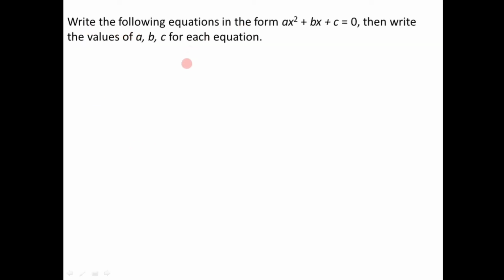Let us have the next question. The equation given is (x minus 1) whole square is equal to 2x plus 3. First of all, we should write this in the standard form.